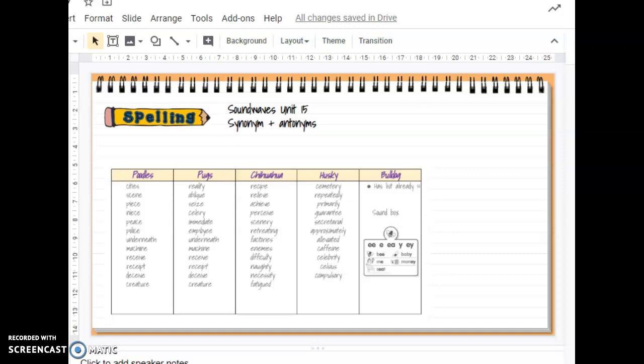All right, guys. So for your spelling activity for today, we are once again looking at synonyms and antonyms. So it's really important that you understand the difference between what a synonym and an antonym is before you complete this activity, okay? Because we don't want to get them muddled up. So on this slide here, so 5-6B, I've put your spelling list up there. 5-6P, yours is on here.